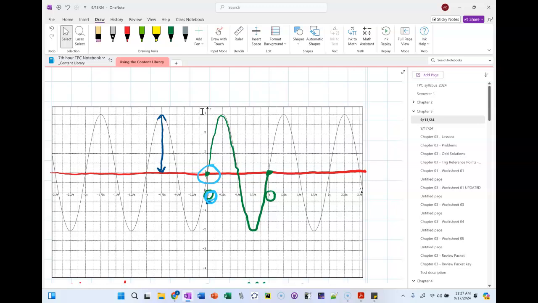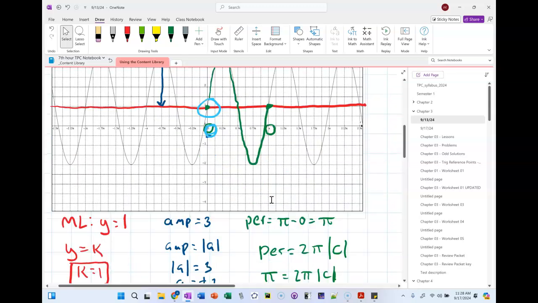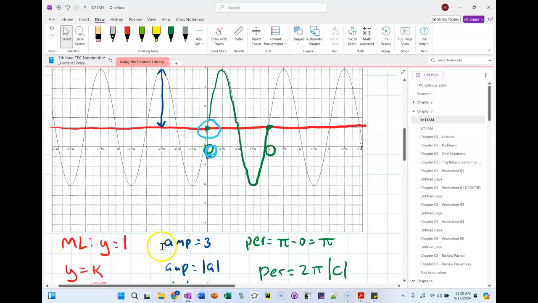Just kind of counting. And if we look at the period, I chose to start counting my period where x is 0. It often just makes the counting easier. So I start here at 0, and I end here at pi. So the distance from 0 to pi is just pi. So there's my amplitude and my period and my midline. So far, so good.